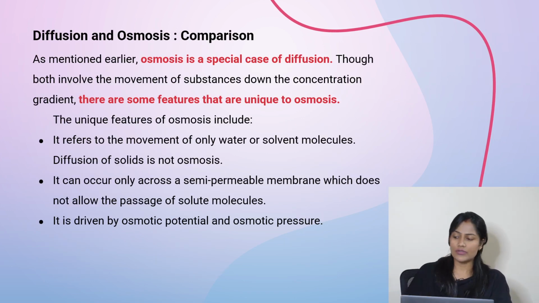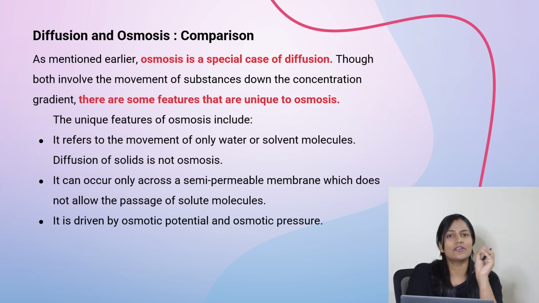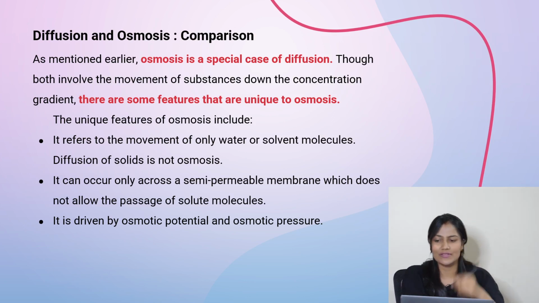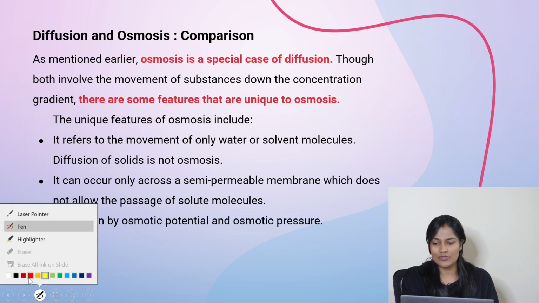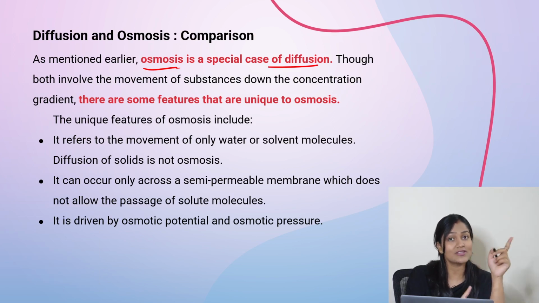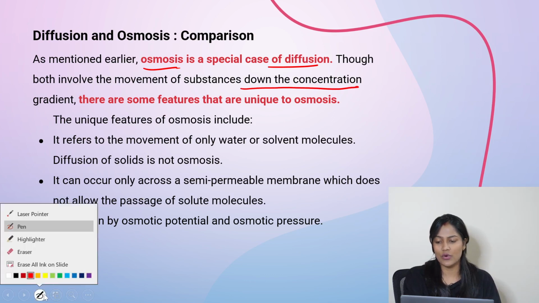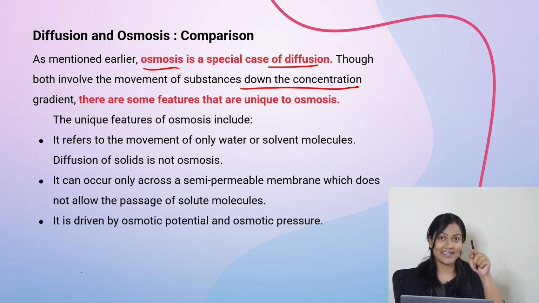So diffusion and osmosis, there is a comparison between diffusion and osmosis. क्या differences present हैं diffusion और osmosis में, the minute difference. So as mentioned earlier, osmosis is a special case of diffusion. Osmosis diffusion ही है. Osmosis is diffusion, but it is a special case of diffusion. Though both involve the movement of substance down the gradient, yes, both of them are going to have down the gradient movement. There are some features that are unique to osmosis.